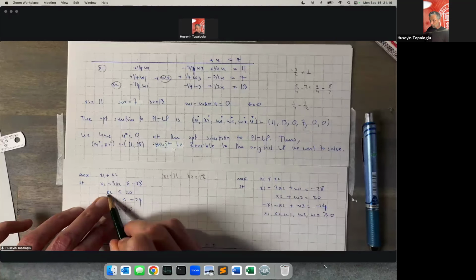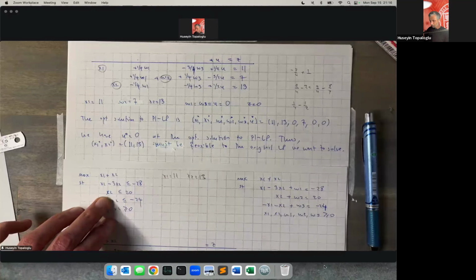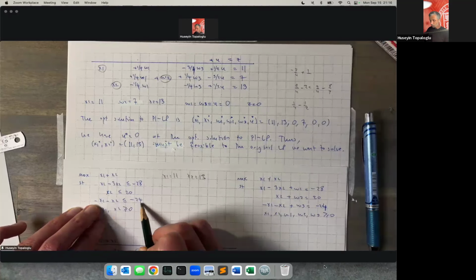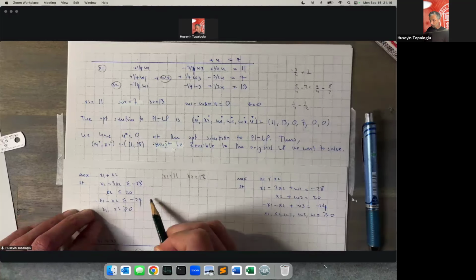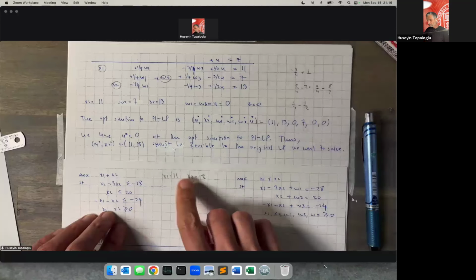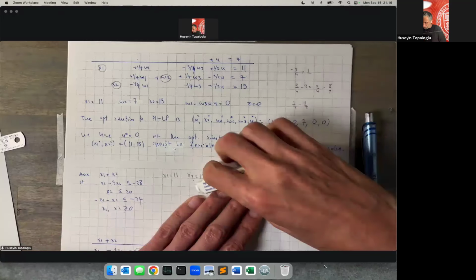X2 is 13. 13 is less than or equal to 20. The second constraint is satisfied. This is 11. This is 13. Minus 11 minus 13, that is minus 24. Minus 24 is less than or equal to minus 24. The third constraint is satisfied. X1 is non-negative. X2 is non-negative. This is indeed a feasible solution.